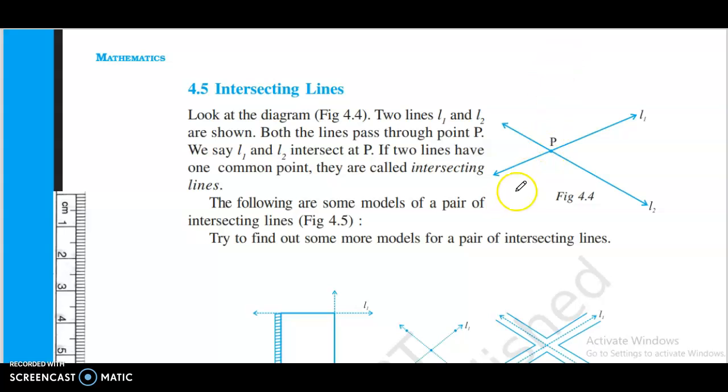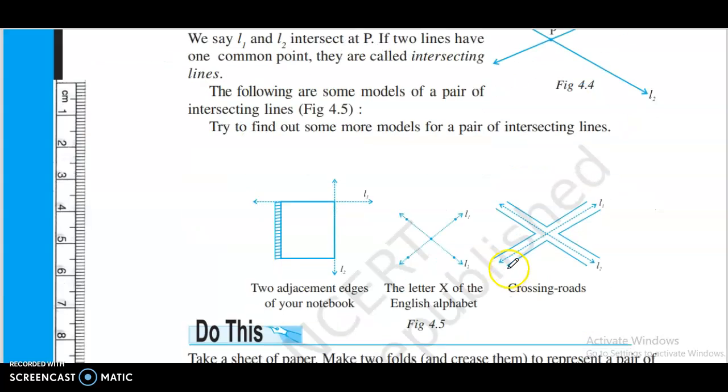The following are some models of pairs of intersecting lines. Try to find out some more models for a pair of intersecting lines.